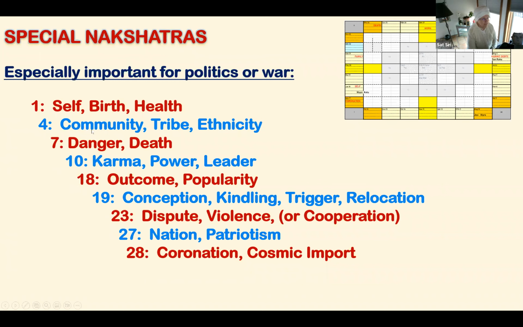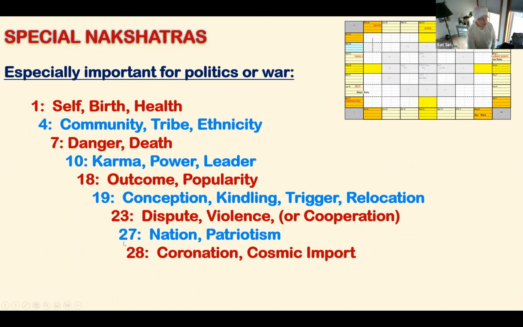So questions about ethnicity, struggles over racism, all things like that will show up in Jati nakshatra. The 7th one is danger and death. The 10th one is the power of the leader. The 18th one, Samyudayaka, means the final outcome. So those are some key important ones.